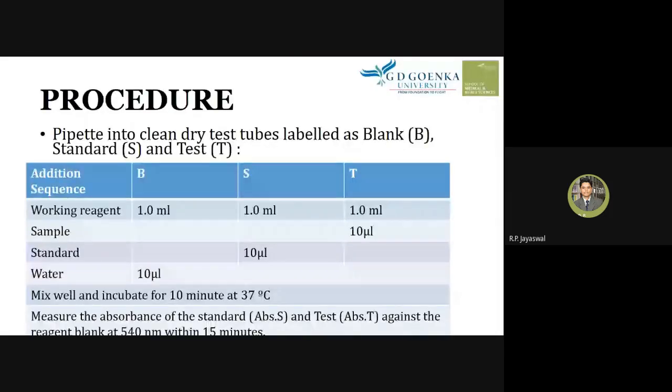Now we need to mix well. We mix all the ingredients separately in each test tube. Then you incubate for 10 minutes at 37 degrees Celsius. After incubation, we take the absorbance of the standard and the absorbance of the test against the blank. So we calibrate the colorimeter with the blank, and then measure. The absorbance is taken at 540 nanometer within 15 minutes of the incubation time.